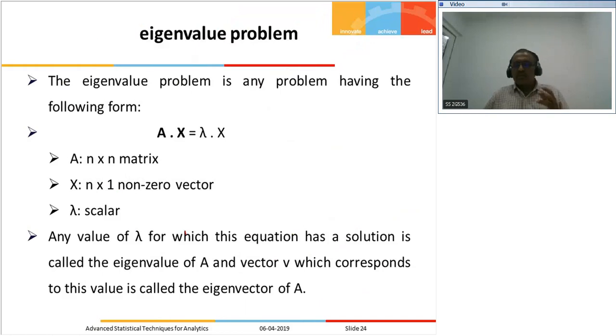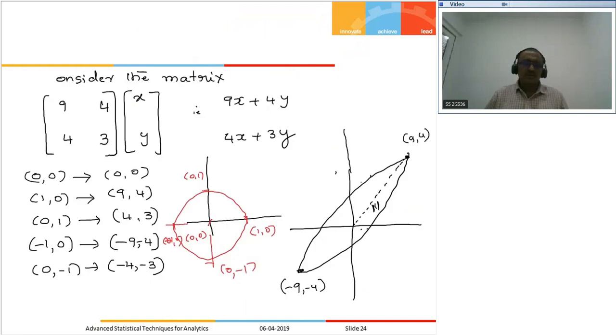So mathematically, if you ask me to define, this is what I define: Ax equal to lambda x, where x is called as eigenvector and lambda is called as eigenvalue. Yeah, I will share one or two problems.